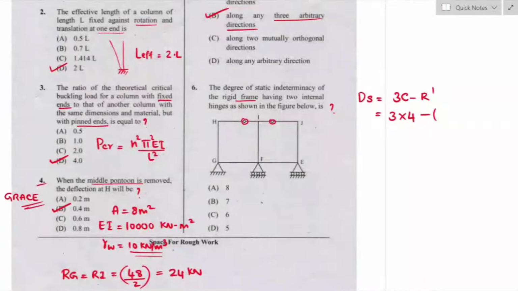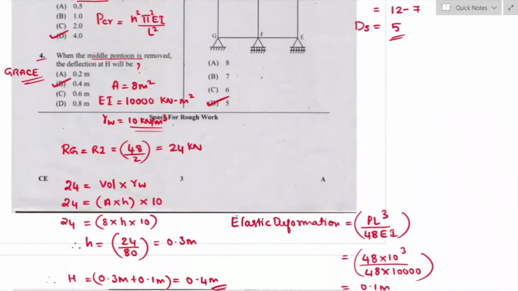R dash is the number of restraints. For a fixed support, the number of restraints is 1. For a roller support, there are 2 restraints. So 2 plus 2. Neglecting the axial deformation, there are 2 axial deformations. So 12 minus 7, so the degree of static indeterminacy will be 5. Option D is the right answer.